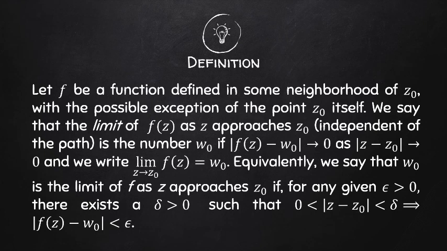Equivalently, we say that w0 is the limit of f as z approaches z0 if for any given epsilon more than 0 there exists a delta more than 0 such that the absolute value of z minus z0 less than delta implies the absolute value of f(z) minus w0 less than epsilon. This definition is like a limit in Calculus 1.